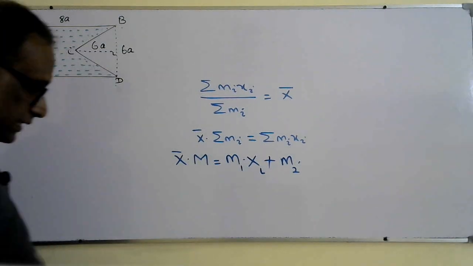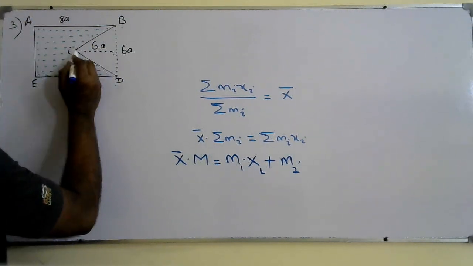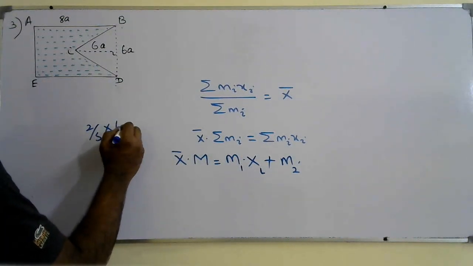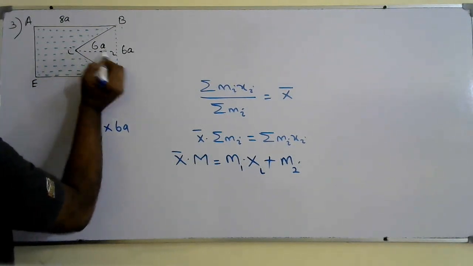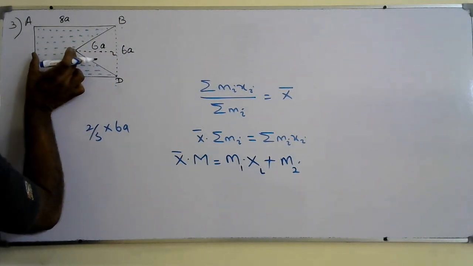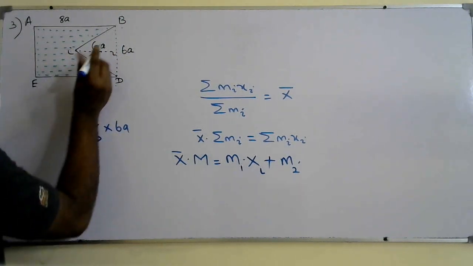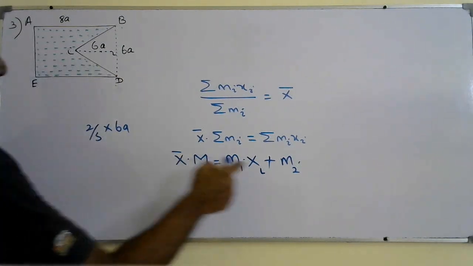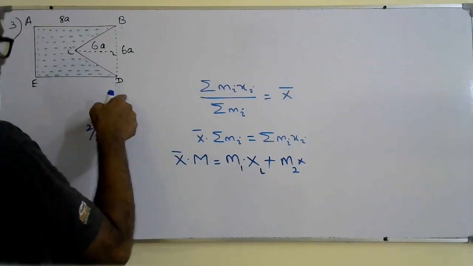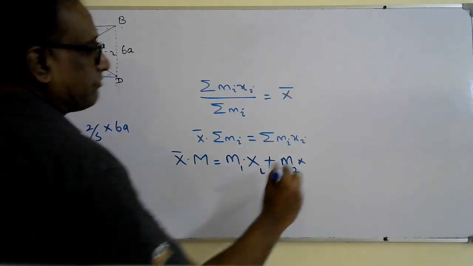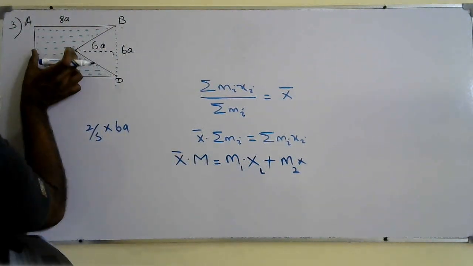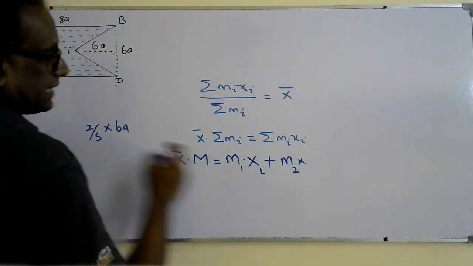The median will be equal to 6a. So 2/3 of 6a will be equal to 4a from C. From A we need to find it. This is 8a, this is 6a, which means this is 2a. 2a plus 4a is 6a from A. So M2 into the distance of the center of mass of the triangle BCD from A. It's not a problem, we can find it. Actually it's 2/3 of 6a plus 2a, and this length is 2a, so that's going to be 6a.